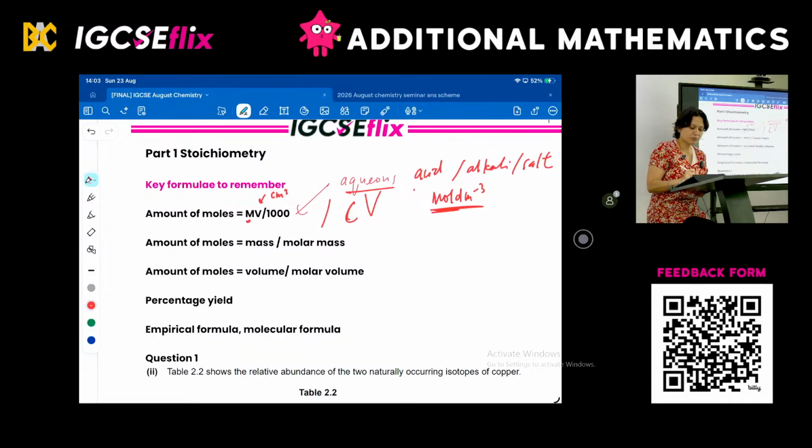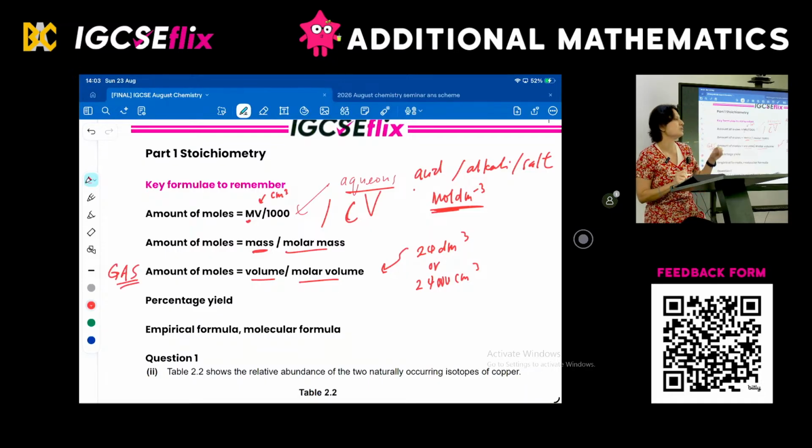Now, amount of moles is mass over molar mass. As long as they give you the mass, it's mass over molar mass. Do you need to memorize molar mass? No. They will give you a periodic table, so remember to look at it. Finally, amount of moles is volume over molar volume. Molar volume is 24 decimeter cube or 24,000 centimeter cube, depending on what unit they give you. And this is only applicable to gas.